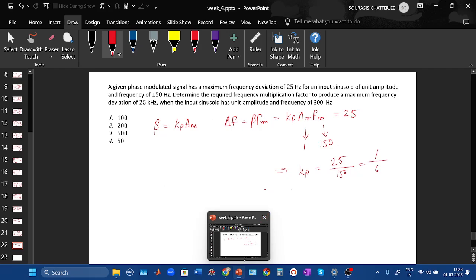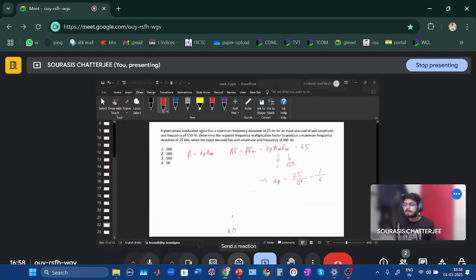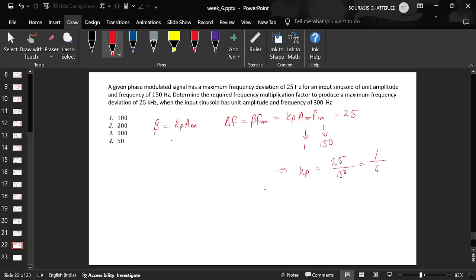Next we have to find the multiplication factor. Let's take it n. So now, after passing through this nonlinear device with the frequency multiplication factor, our modulation index increases to n times beta. Similarly your maximum frequency deviation del f is now n times kp am fm, which is given as 25 kilohertz, 25 into 10 to the power 3.